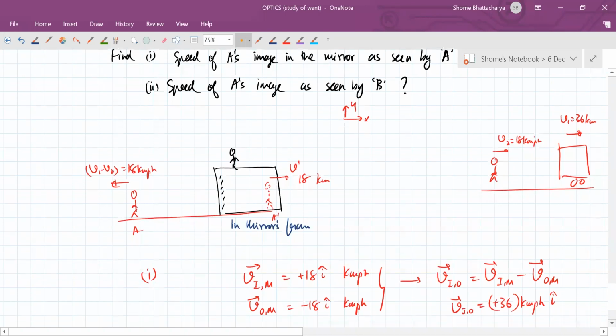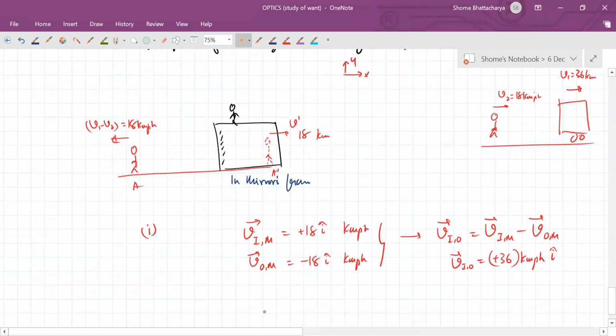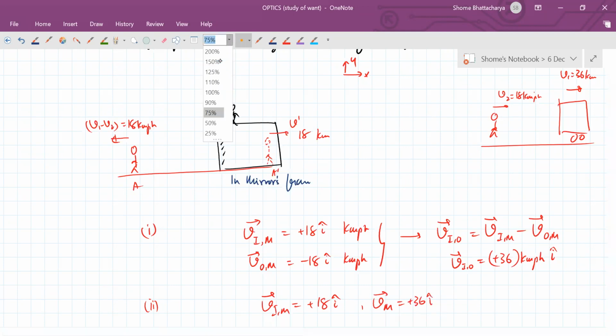And now you can also see that the velocity of the image with respect to the mirror is plus 18 i cap, and the velocity of the mirror in the ground frame is plus 36 i cap. This is with respect to the ground.